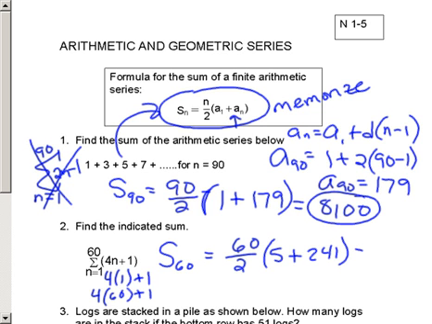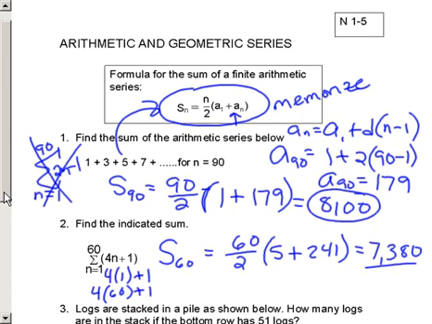Now just plug this in. What's our sum? 246 times 30. So you're just using a formula to find your sum instead of just a log guess. Okay, now a story problem.